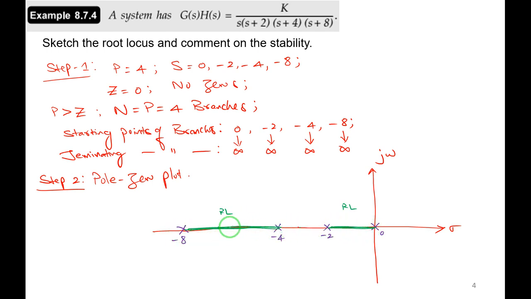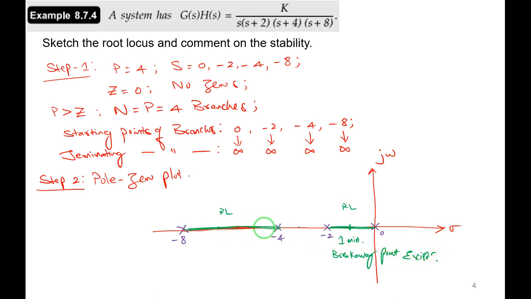Okay. Then we will predict how many minimum breakaway points are there. These two are adjacently placed poles and this is a part of the root locus. So one minimum breakaway point exists here. One minimum breakaway point exists.